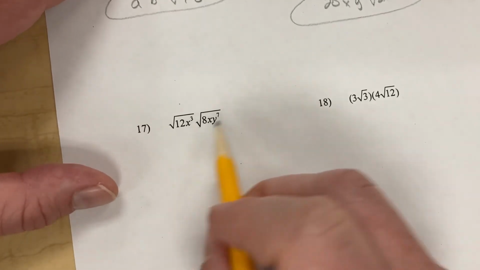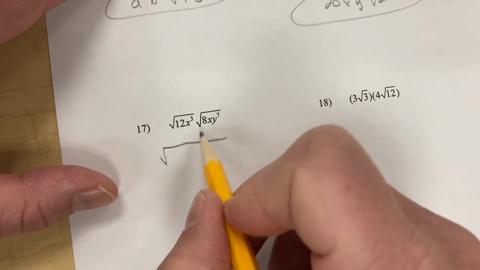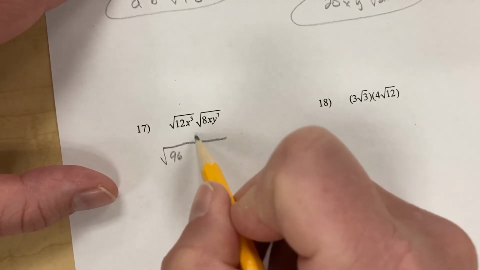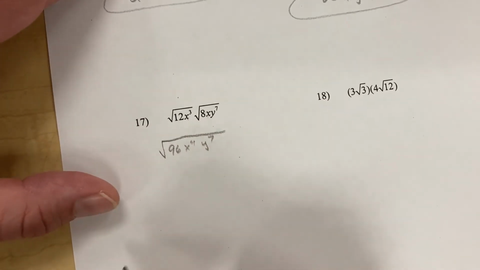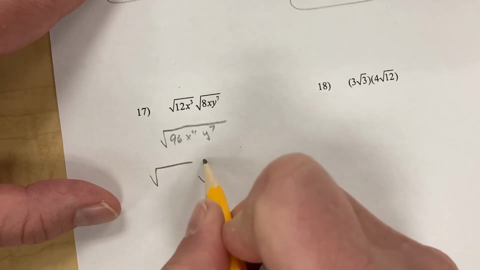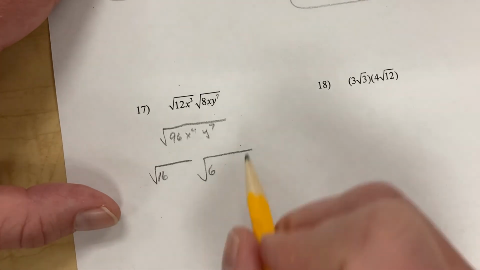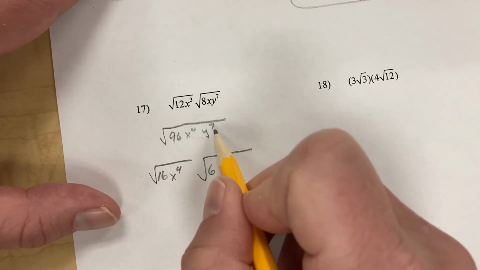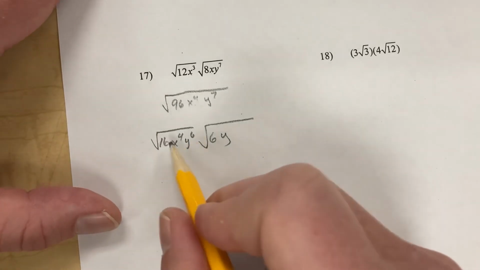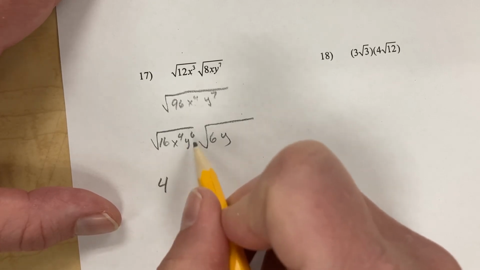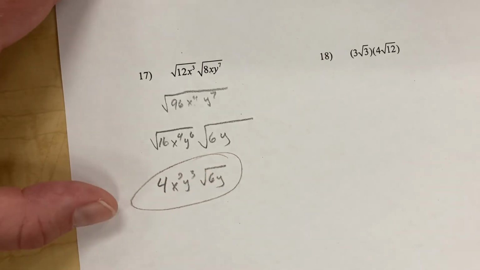For 17, again, what I would do is go ahead and put these together. So 12 times 8 is 96. X cubed times x is x to the 4th. And then we got that y to the 7th. All right, now we're going to try to split this. And 96 is 16 times 6. So we'll split it that way. X to the 4th, we can put all 4 of those in there. But y to the 7th, we're going to pull one y off, put the other 6 in there. All right, square root of 16 is 4. Cut these in half. X squared y to the 3rd times square root of 6y. There's our answer.